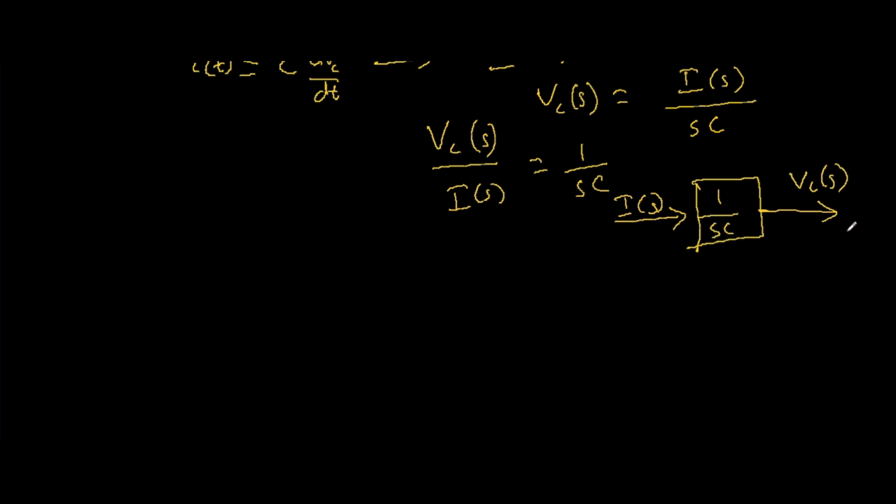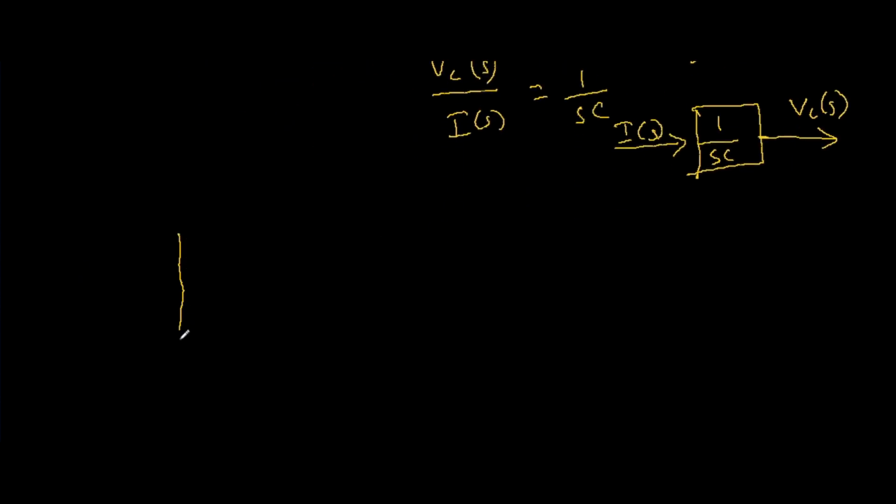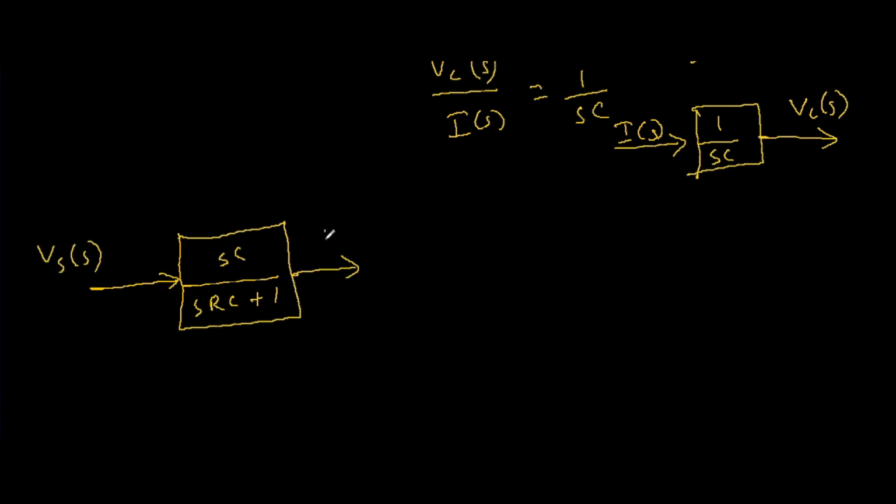But we actually already have something. We have an I of S somewhere. So can we put these two block diagrams together? I said I'll stop in 1 minute, so I'm trying to rush to finish this. We have SC over SRC plus 1, and the input to this is Vs of S. The output of that is I of S, but that I of S goes into another block, and that other block has a transfer function 1 over SC. The output of that is VC of S.